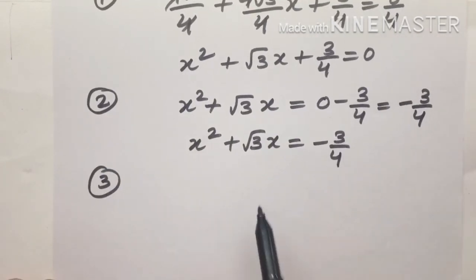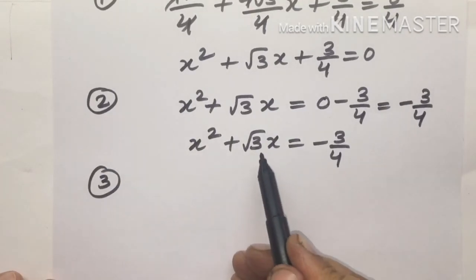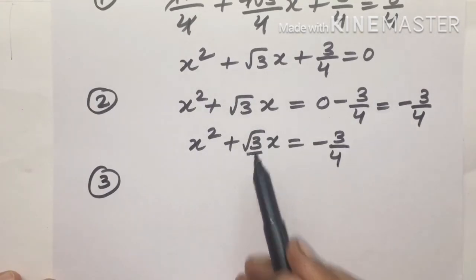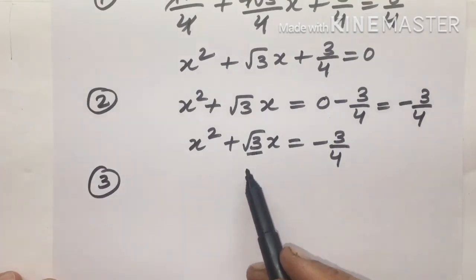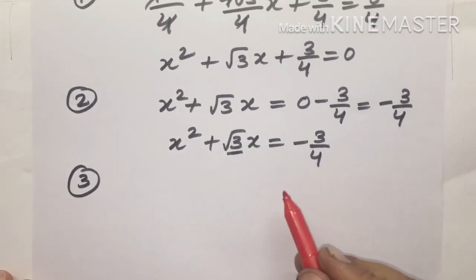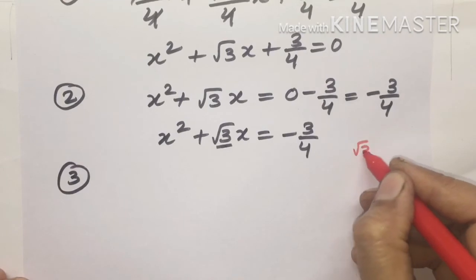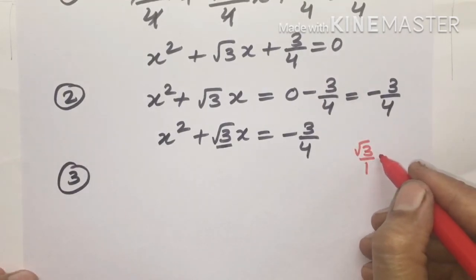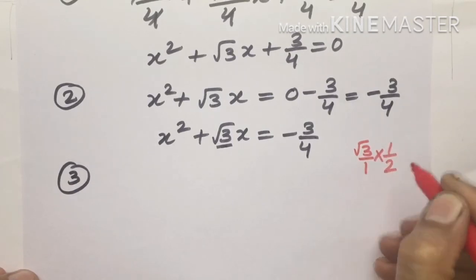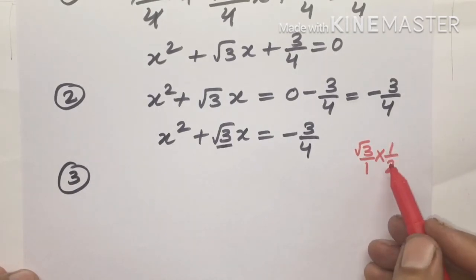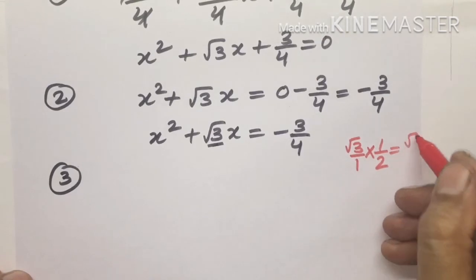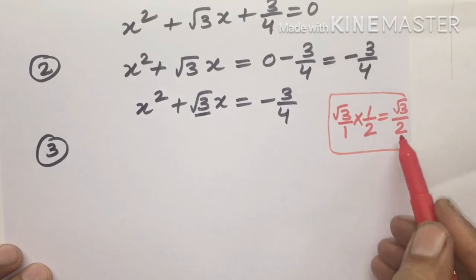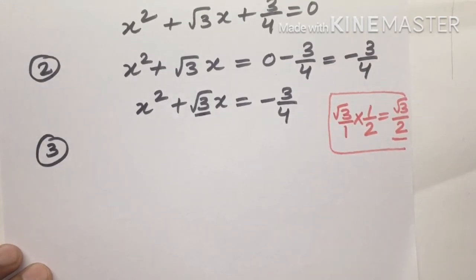In the third step, we have to check the number that is along with the x variable. So root 3 is along with the x variable, so we will take half of this number. You can write root 3 upon 1 also if you want, and half of that means we have to multiply this number by 1 upon 2. Now the number is root 3 upon 2.